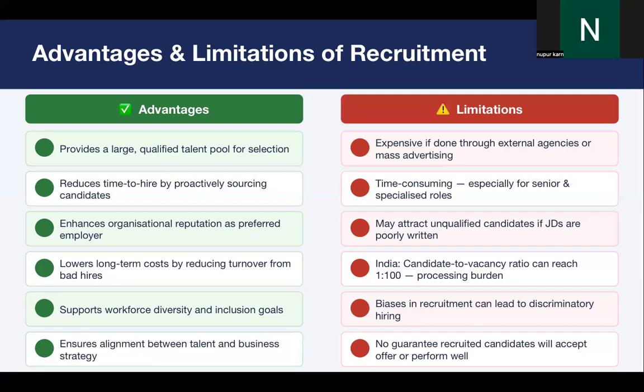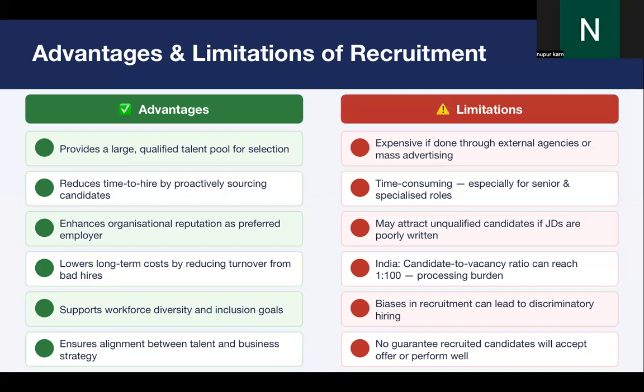Obviously it's a time-consuming task, because if you are doing proper planning, you need to dedicate proper time for this. And especially for senior and specialized roles, if you are doing succession planning, you need to expend proper time for that. So it's also time consuming.